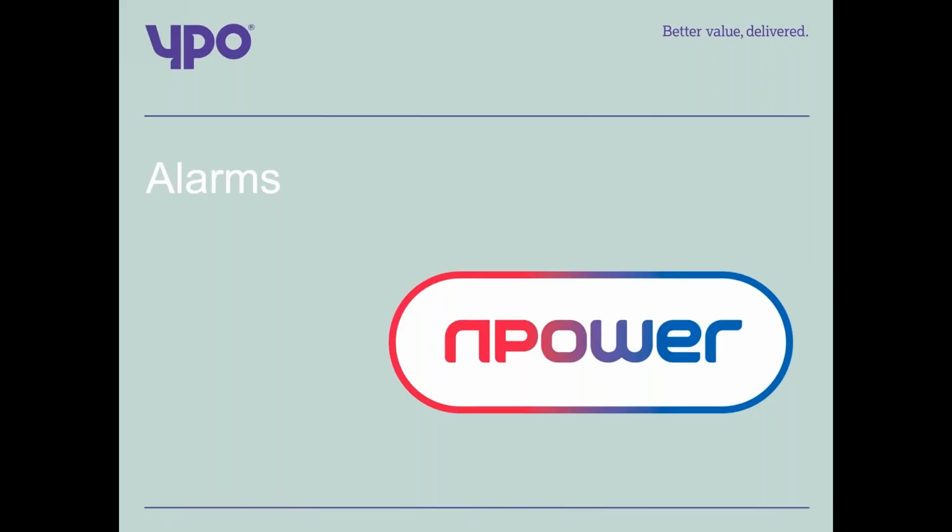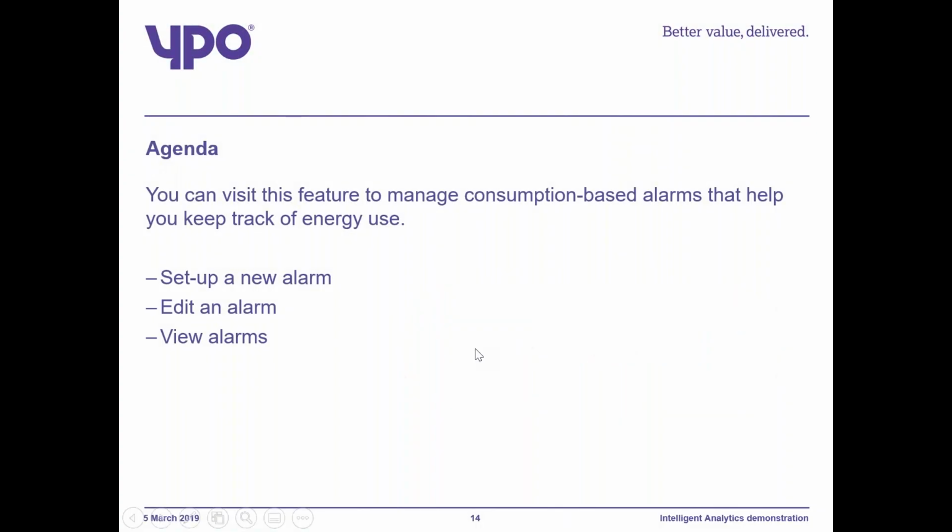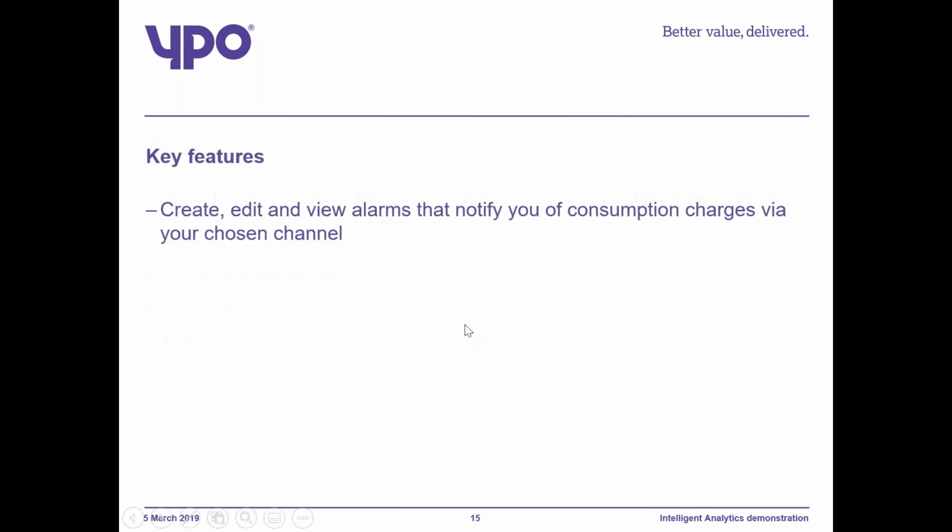So now we move on to the alarms module. And here I'm going to show you how to set up a new alarm, edit an alarm, and then view the alarms in the report. The key features here are to create, edit, and view alarms that notify you of consumption changes via your chosen channel.